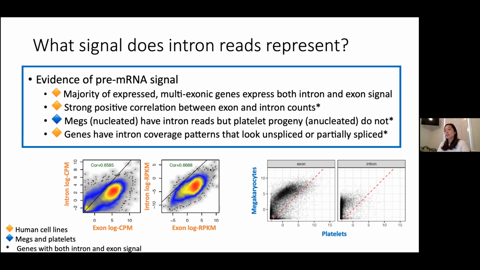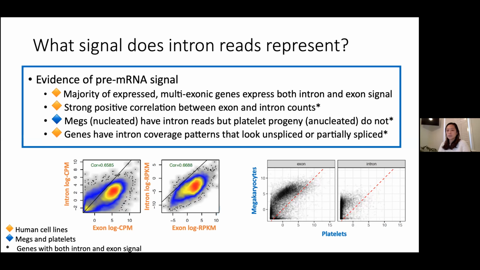This is by looking at the human cell lines. I've got asterisks next to the next 3 points because these focus only on those genes that are expressed in the intron and exon compartments. So we're looking at the plots on the left now. We see that there's a strong positive correlation between exon and intron counts. This is something that we showed previously, but particularly they look at the log CPM and the log RPKM here. So you see that there's a strong positive correlation when we summarize the counts in that way.